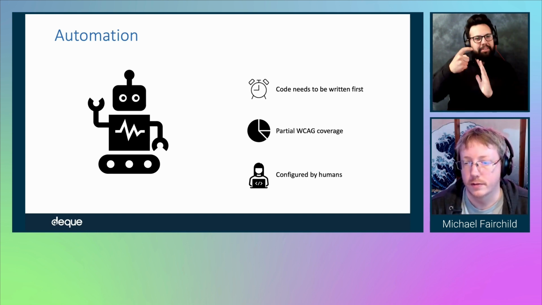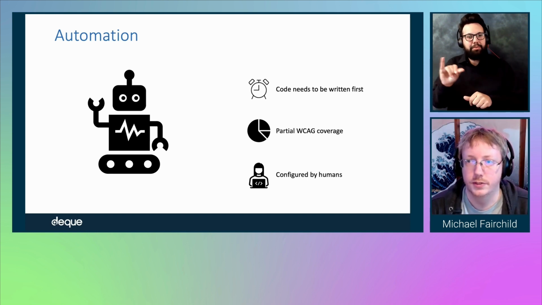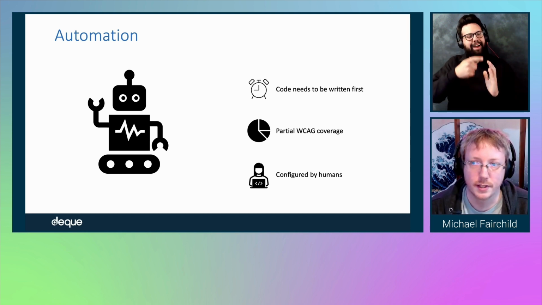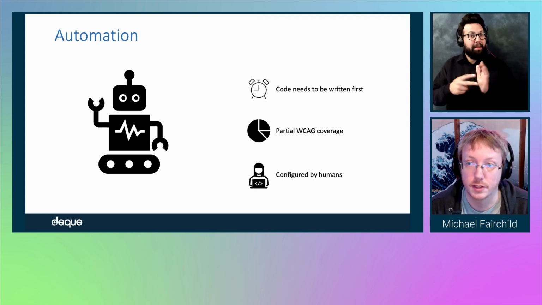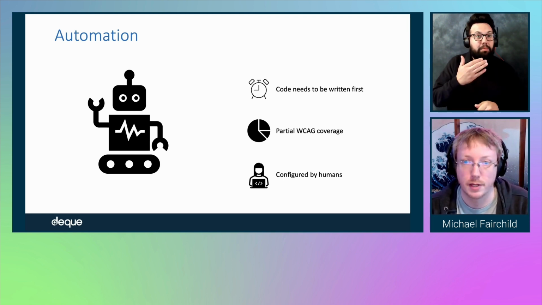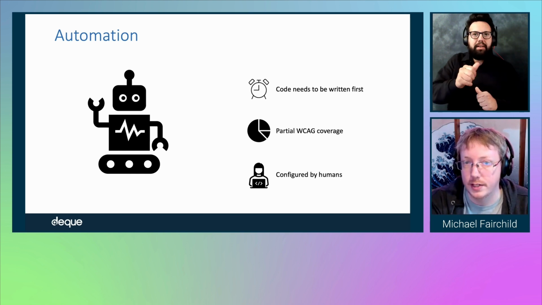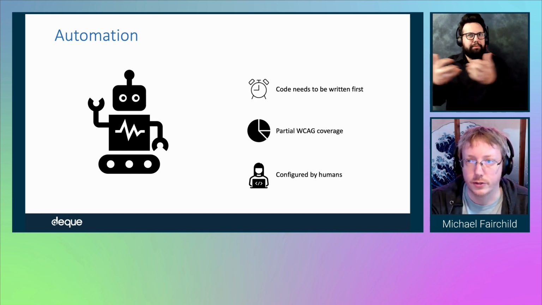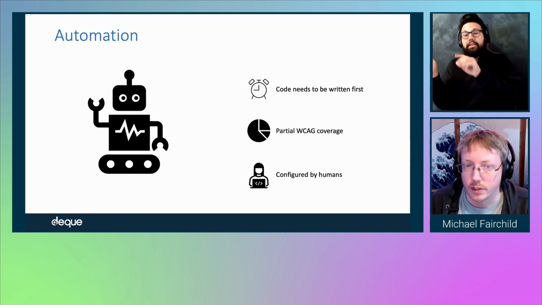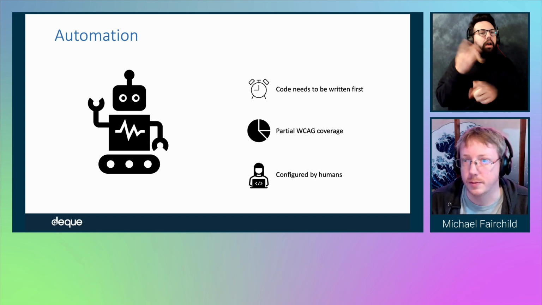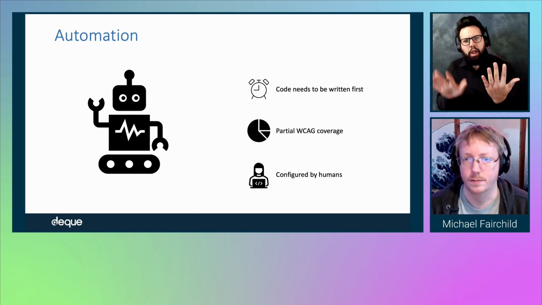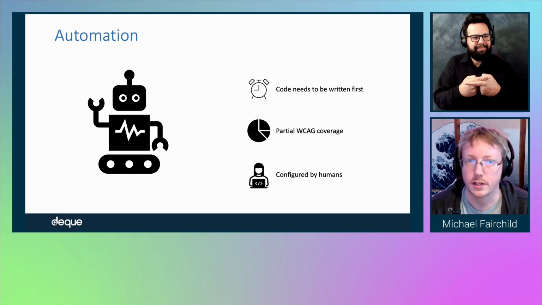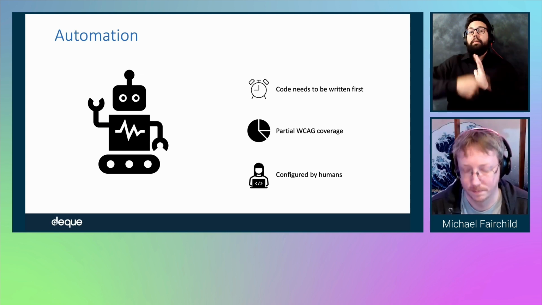And automation is configured by humans. It's possible for humans to not configure it well. They might only test the initial page, or only test a page in its initial state. If there's an accordion on the page, they might forget to expand every section of the accordion so we can test the content within each part too. So it is possible to miss content that should be tested with this sort of automation.